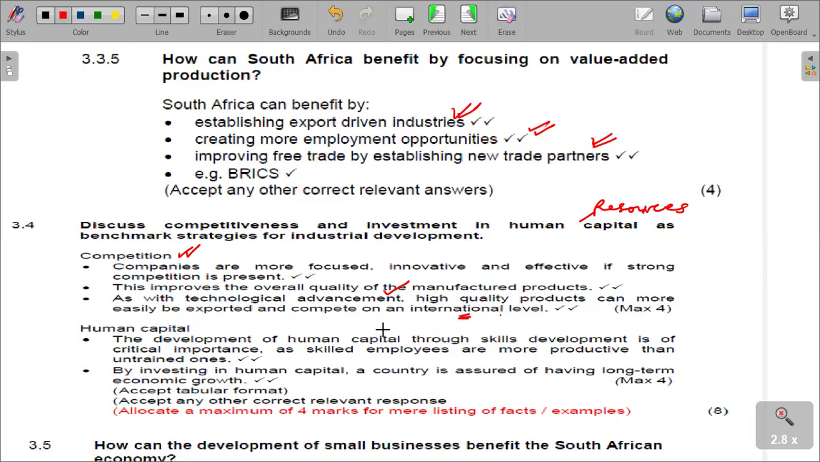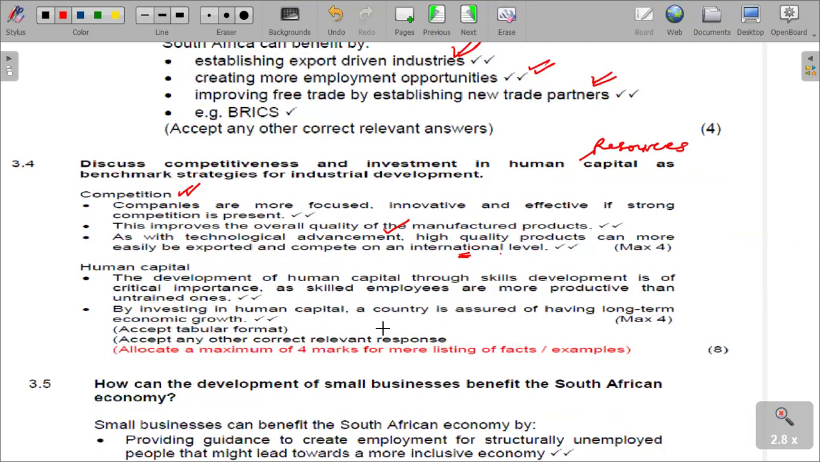And then the development of human capital through skills development is of critical importance, as skilled employees are more productive than untrained people. That is why we talk about technical colleges and various levels of training in our formal education system. They are there to empower our human resources to have better skills. By investing in human capital, a country is assured of what? Of having long-term economic growth.